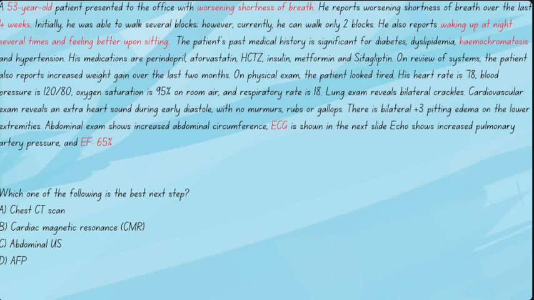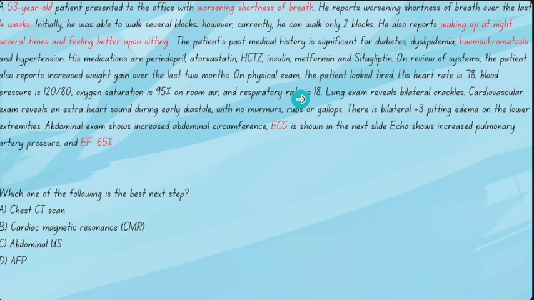On physical exam, he looks tired. His heart rate is 78. The blood pressure is normal. His oxygen saturation is 95% on room air. You examine his lungs. There are bilateral crackles, so you have signs of volume overload. There is also an extra heart sound during early diastole, so that's an S3. There is edema. So edema, bilateral crackles, and an extra heart sound are the main signs of volume overload, okay? And decreased shortness of breath, all this is pointing toward heart failure, okay?